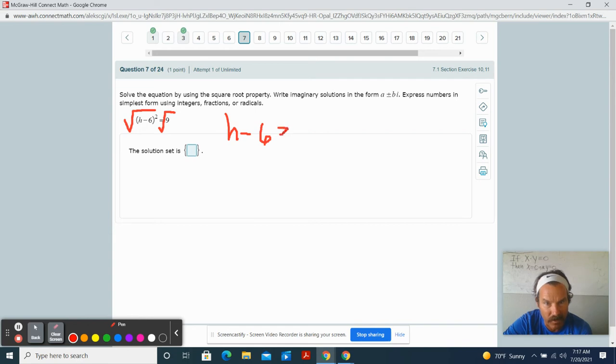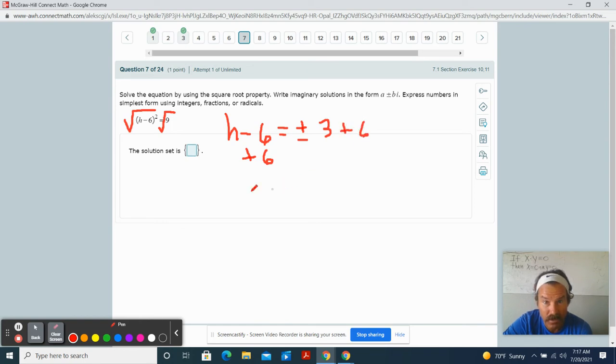But you do have to remember, and this is something that you're going to forget, the first thing you want to write down is plus or minus, and then take the square root of 9. You're going to look at the square root of 9, you're going to think 3, which is good. But you have to remember it's plus or minus 3. So now you're not done yet. You still have to get rid of this minus 6, so we have to add 6 to both sides.